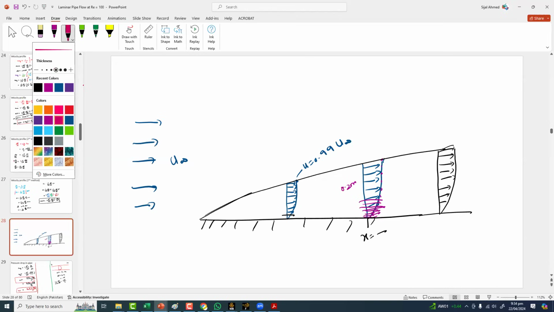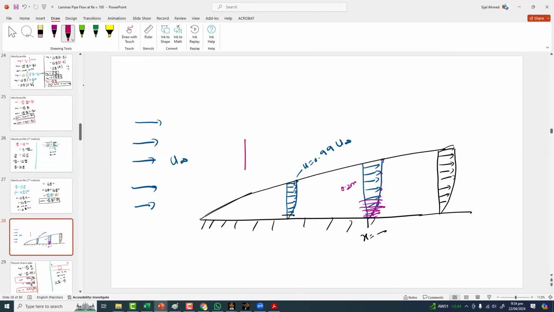Instead of this direction, let's say this is the y direction, and this is the velocity scale. It's varying in the y direction, and x is fixed at this location, but the velocity is varying. So the velocity scale is on this side: zero velocity, some velocity, and the velocity at this point will be 0.99 times u infinity. So we have a dimensional velocity u and a dimensional quantity y.